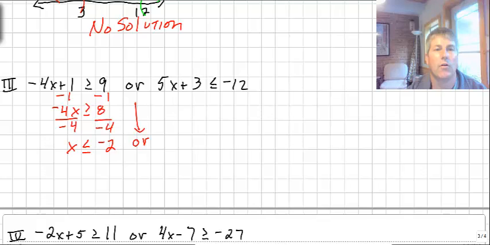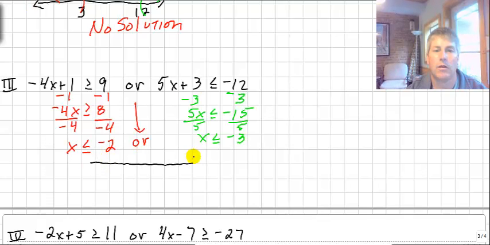And let's go ahead and solve the right-hand side. I'm going to subtract 3 from both sides. Get 5x is less than or equal to negative 15. Divide by 5. X is less than or equal to negative 3. Let's go ahead and graph our solutions. Let's see what we're working with here on our graph. So if we have x is less than negative 2, I get critical points at negative 3 from the green and negative 2 from the red. Let's go ahead and graph that.